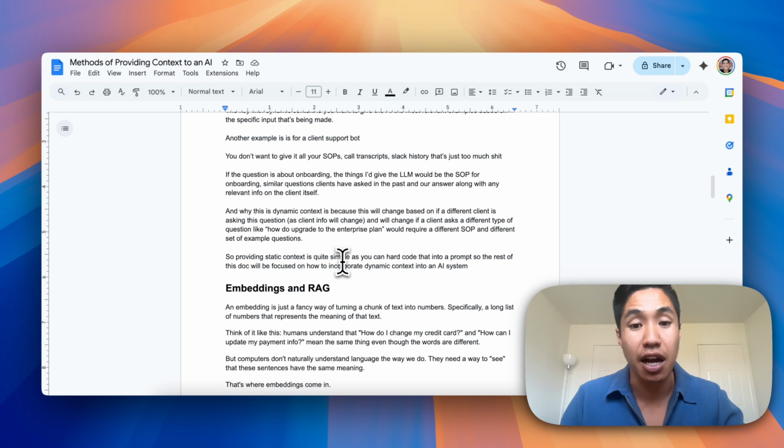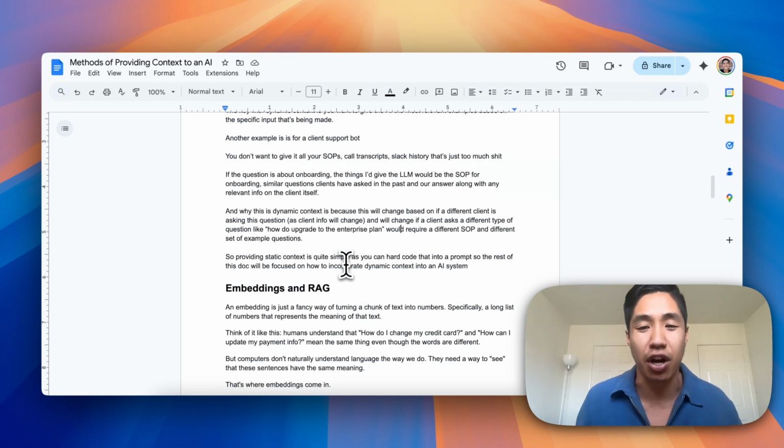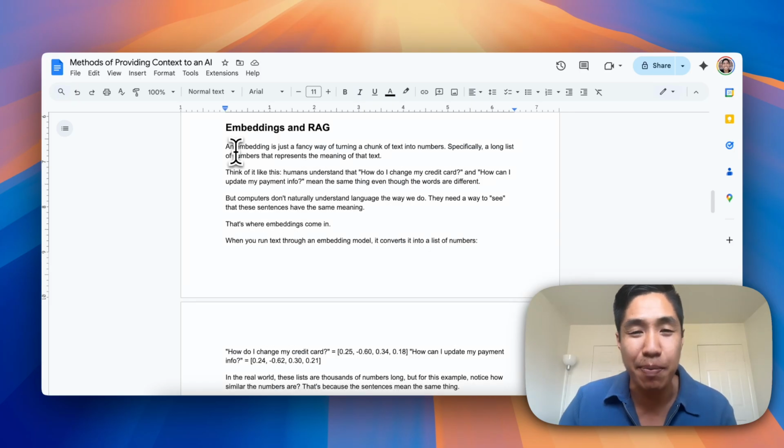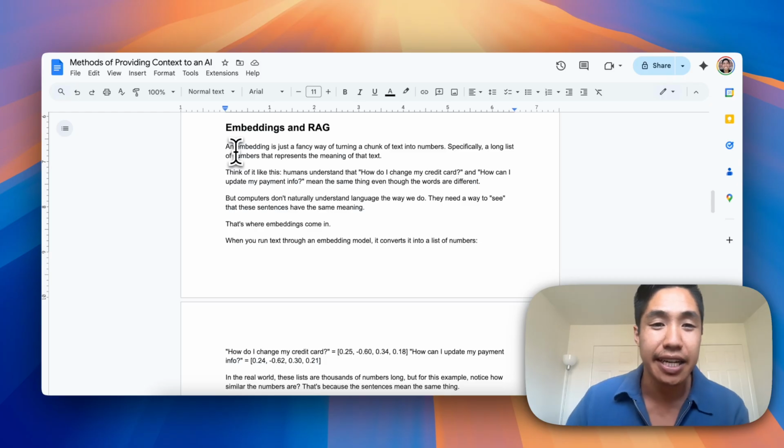So again, providing static context is quite simple, as you can just hard code this into the prompt. The rest of this doc will actually be focused on incorporating dynamic context into an AI system. Step one of learning about dynamic context is embeddings and RAG.